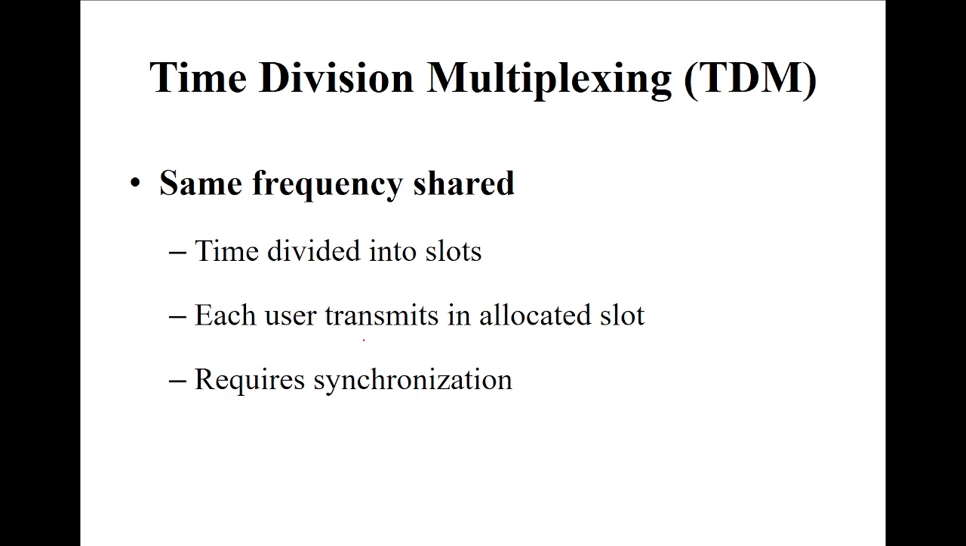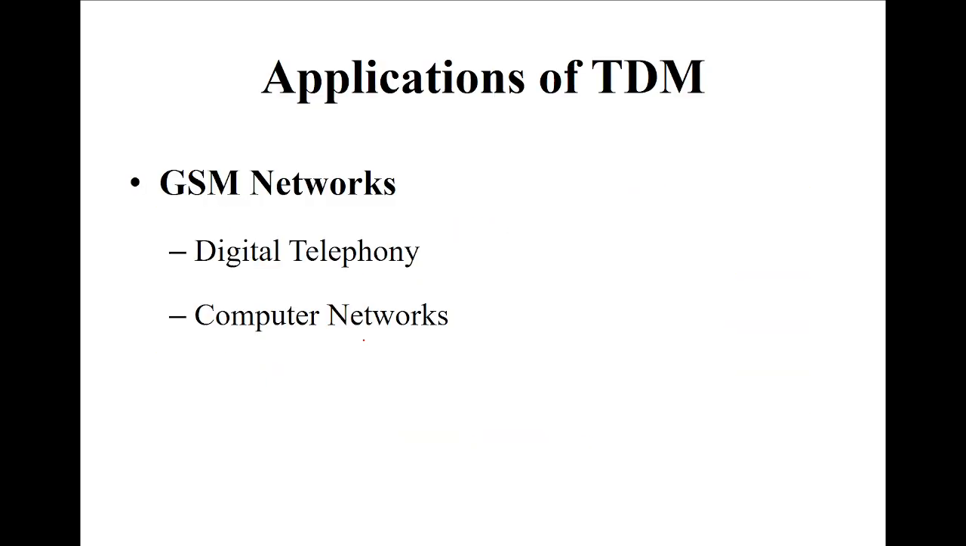So time is divided into slots. Each user transmits in the allocated slot, which requires synchronization. If timing is disturbed, data may overlap. For example, GSM mobile networks use TDM. Imagine a single lane road where cars pass one by one in fixed order.